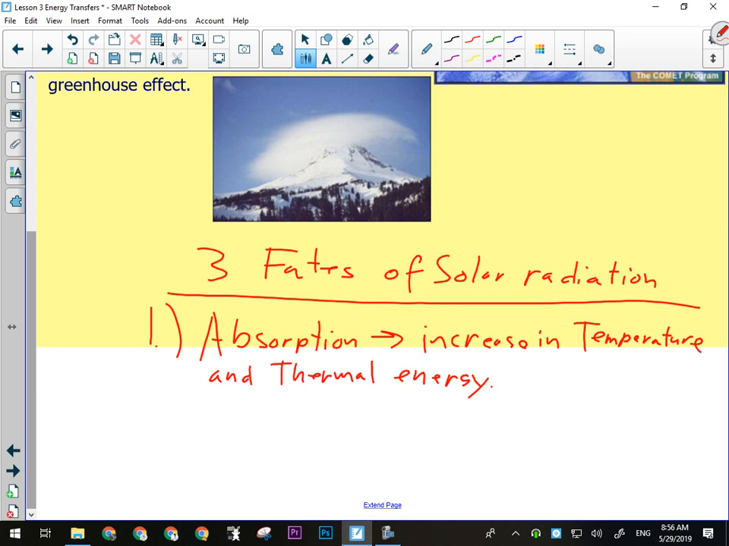Okay, so that's the one we would ideally like to have happen. Have that energy be absorbed. When it's absorbed, the thermal energy of the Earth and then correspondingly the temperature will increase. Okay, so that's one of the three things that can happen when solar energy strikes the Earth.